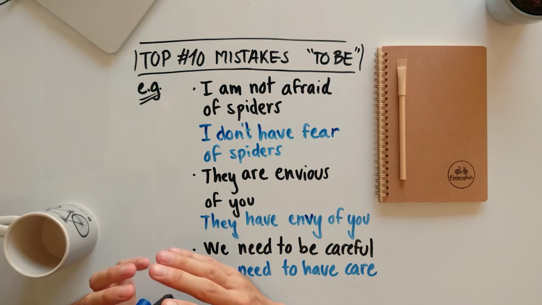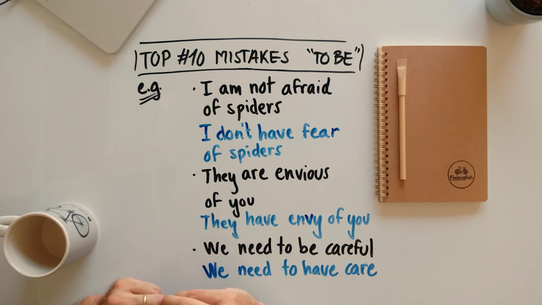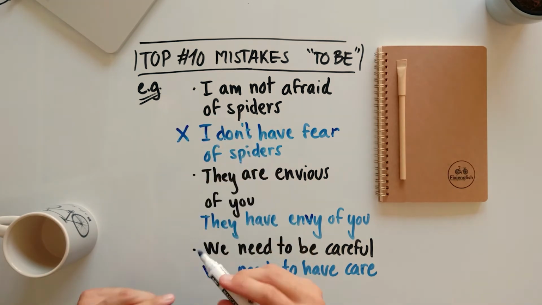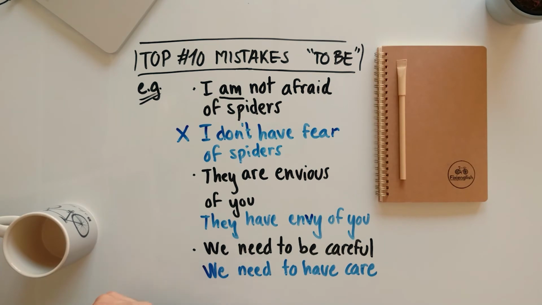So what could be some practical ways to express mental states in English? Well, you could say, for instance, I am not afraid of spiders, which normally would be translated into Spanish as I don't have fear of spiders, but this would be wrong. As you can see, we are using the verb to be in the first sentence. Another sentence could be, they are envious of you. Normally this is expressed in Spanish as, they have envy of you. Yet again, this would be wrong. One last sentence would be, we need to be careful. We wouldn't express this saying, we need to have care.